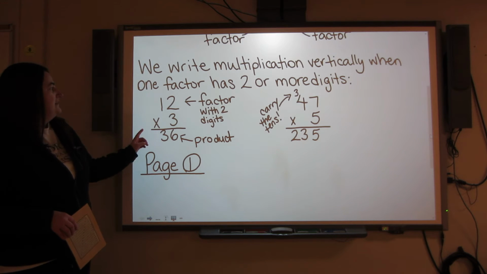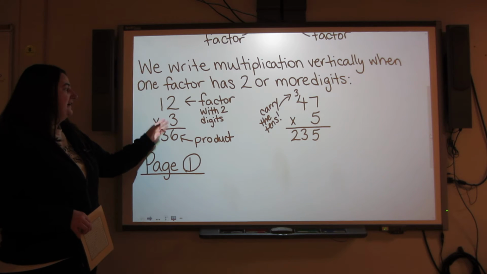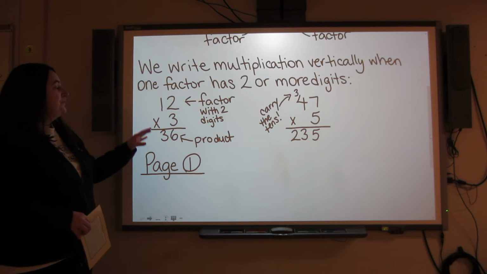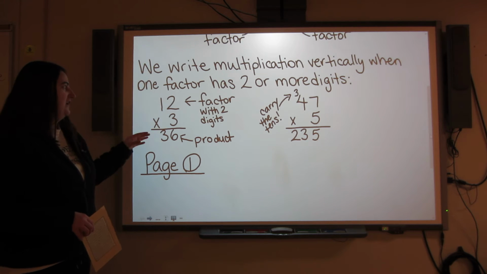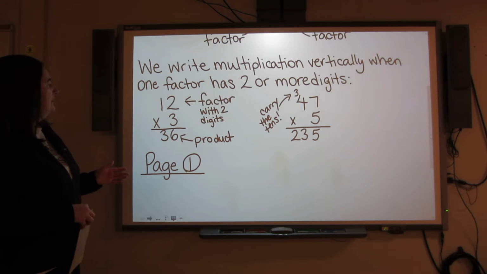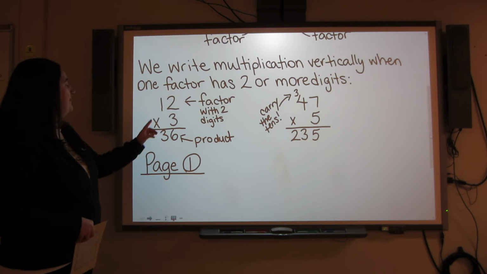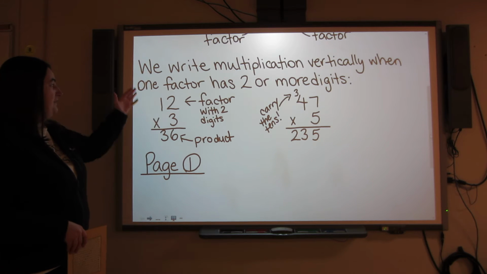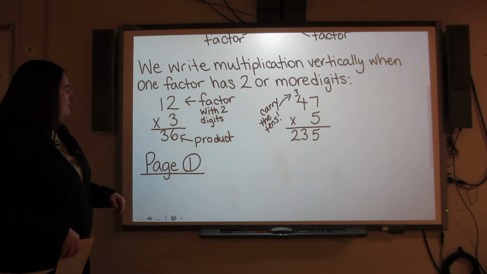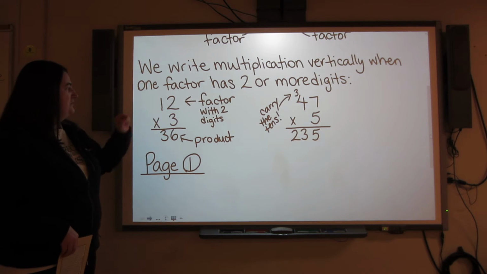So in this case, 12 has 2 digits, 3 has 1 digit, so put the one with more digits on the top. The longer number should always go on the top. Once you've got that on the top, you put the smaller one on the bottom, and then you're ready to go. It's written vertically. So you've got your two factors, and then you do 3 times 2.